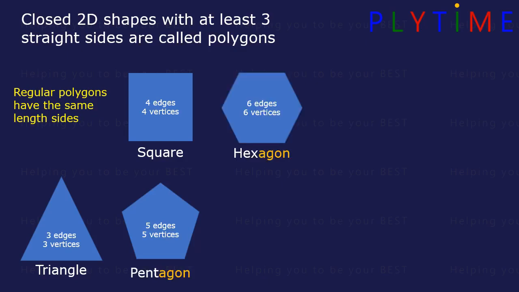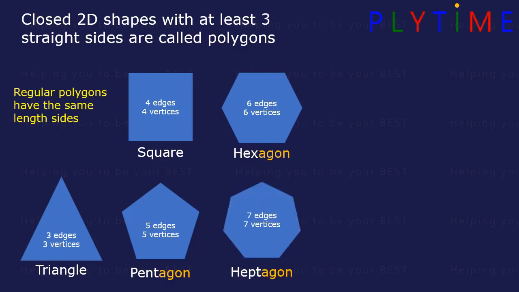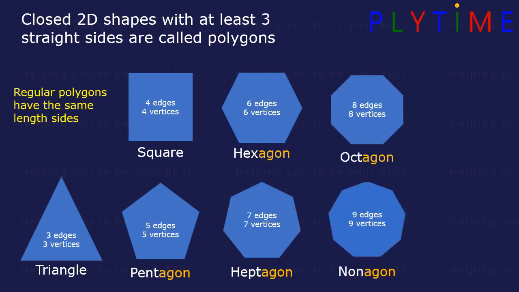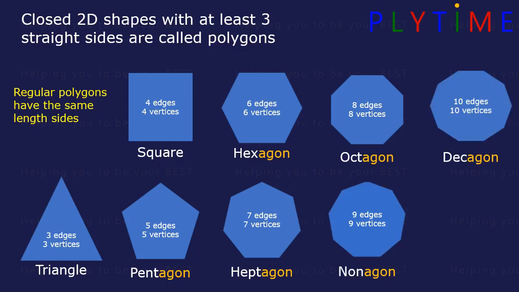A hexagon has 6 edges and vertices. A heptagon has 7 edges and vertices. An octagon has 8 edges and vertices. A nonagon has 9 edges and vertices. And a decagon has 10 edges and vertices. After a square, shapes end in a gon, meaning a polygon.